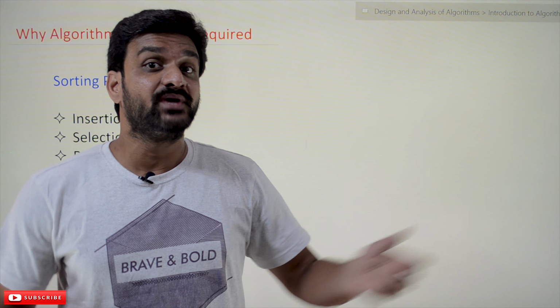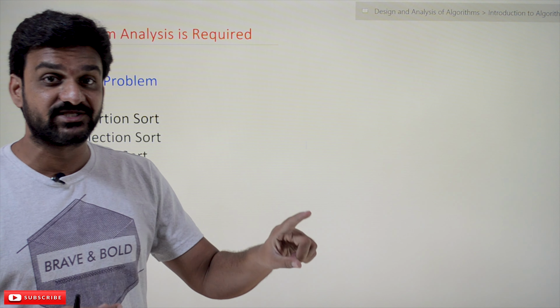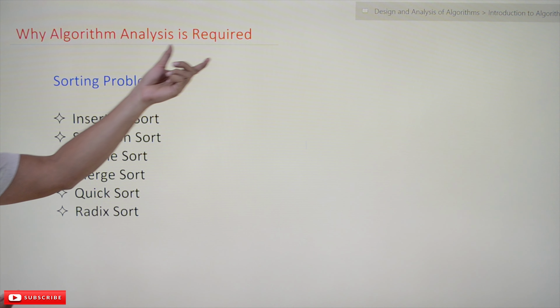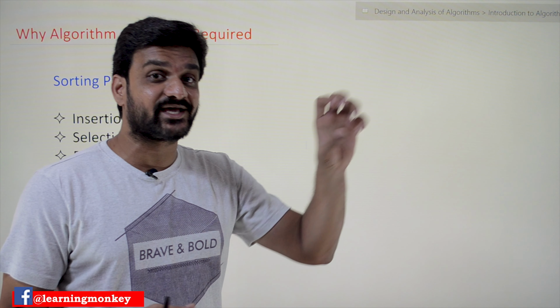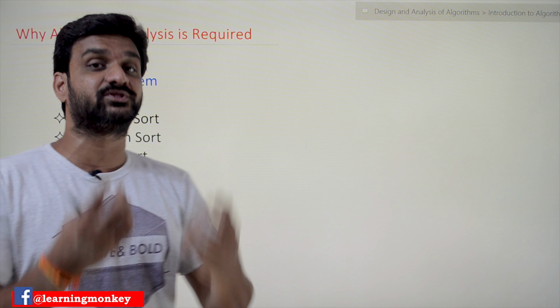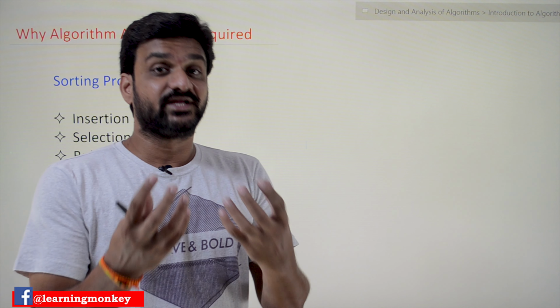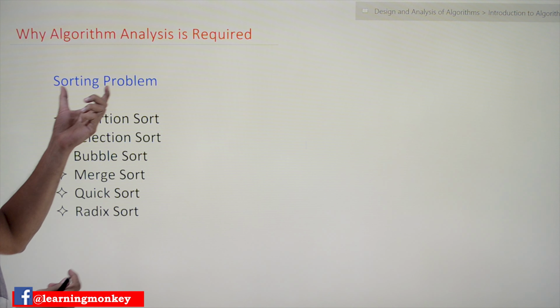Now, the very important question that needs to be answered before going deep into algorithm analysis is why algorithm analysis is required. To understand this problem, we will take a real world problem, and based upon that we will try to understand it. That real world problem is the sorting problem.